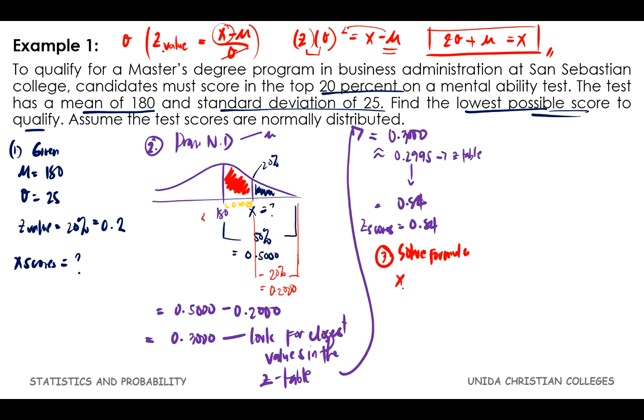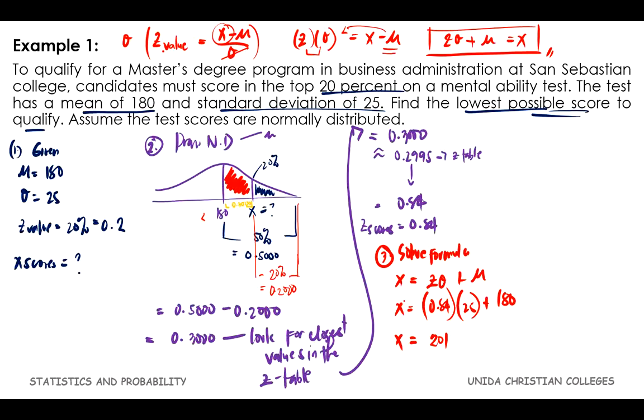Okay? So, x is equal to z value or z scores times standard deviation plus the average. Okay. So, input lang natin. Our z is 0.84. Ayun, nakuha natin z scores. Then, standard deviation, 25. Our mean is 180. Perform the operation. You will get 201.